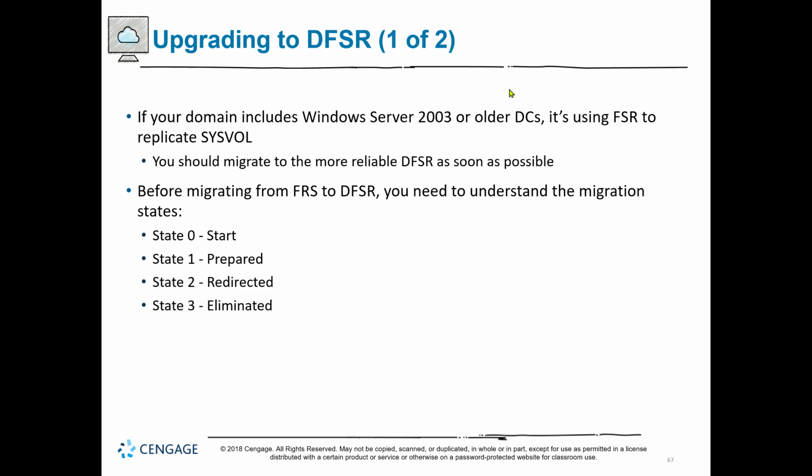Upgrading to DFSR. If your domain includes Windows Server 2003 or older DCs, it's using FRS to replicate the Sysvol. You should migrate to the more reliable DFSR as soon as possible. Before migrating from FRS to DFSR, you need to understand the migration states. So you have basically four states: start, prepared, redirected, and eliminated.